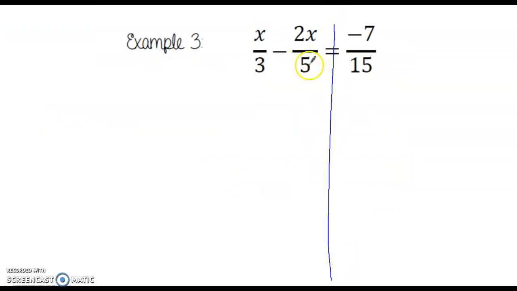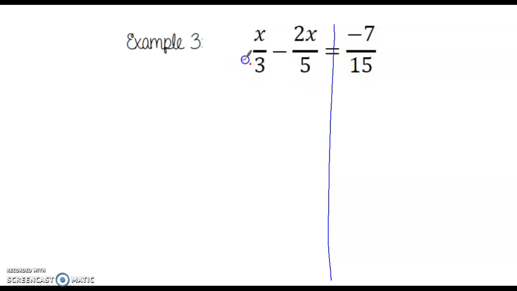So now we have 3, 5, and 15. Well, just like when you multiply or add and subtract fractions, you have to get common denominators. You can use the same method to get common denominators over here. Between 3, 5, and 15, 15 is our lowest common denominator.